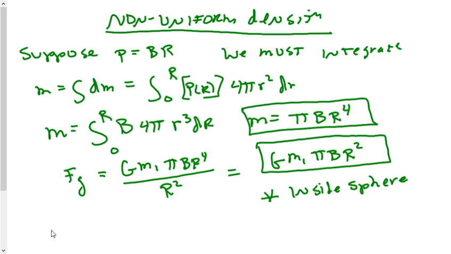Now, of course, I can plug that in where I see force gravity. Force gravity then is going to be G m1 times pi b r to the 4th over r squared. And then the result is going to be G m1 times pi b r squared. And that's going to be equal to the force inside the sphere. That's a pretty reasonable way of looking at it when you have a non-uniform density. And of course, you're going to need to have some way of figuring out what the b value is, or it's going to be given to you as some kind of function. Okay, and that's our video for this lesson.